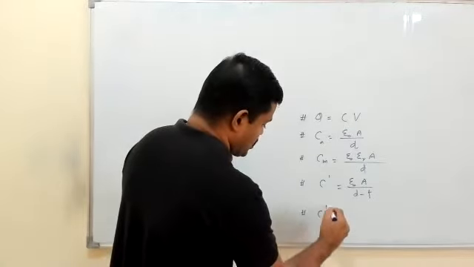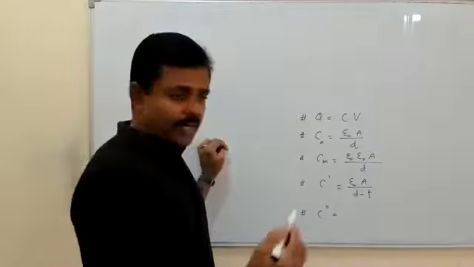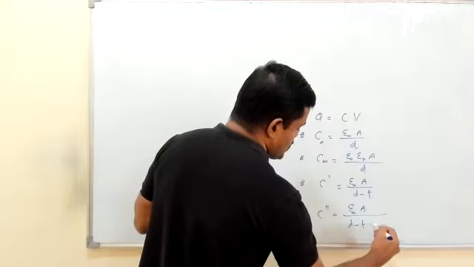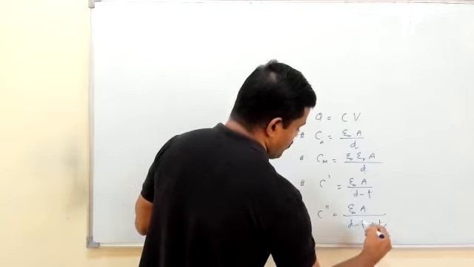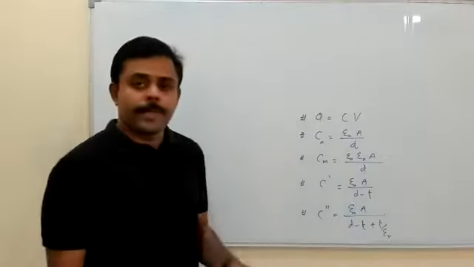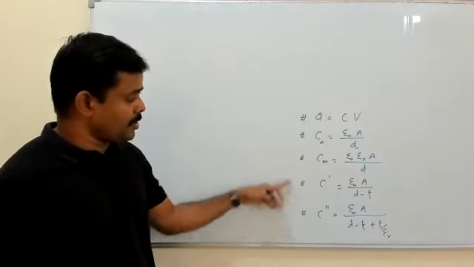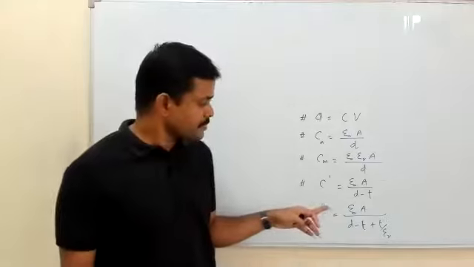Then C double dash. This is a dielectric slab. You know what it is if it is a dielectric slab? Epsilon 0 A by D minus T plus T by epsilon R. We learned all these things yesterday, right? We did the derivation for these as well. These four derivations are important.